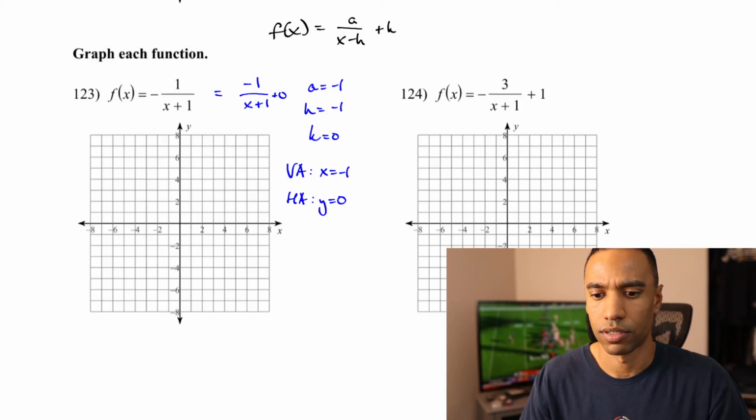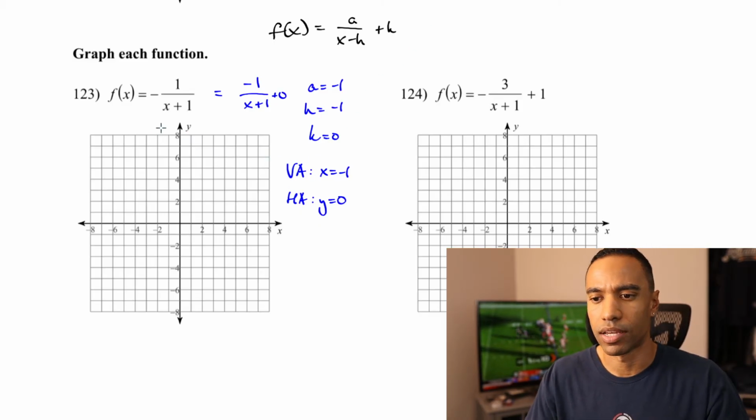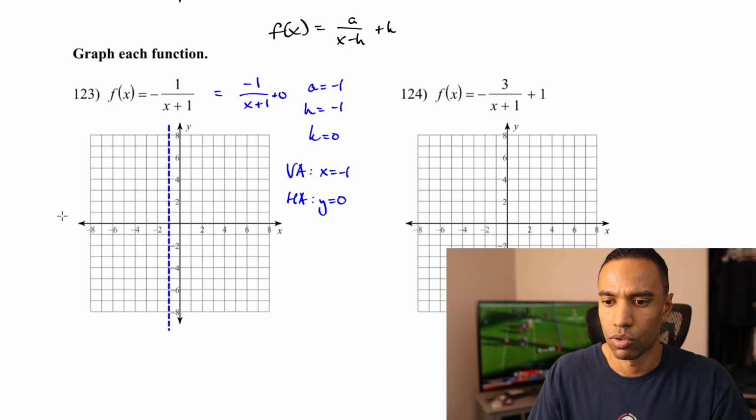How long has this been so far? 3 hours. All right. So x equals -1, y equals 0.